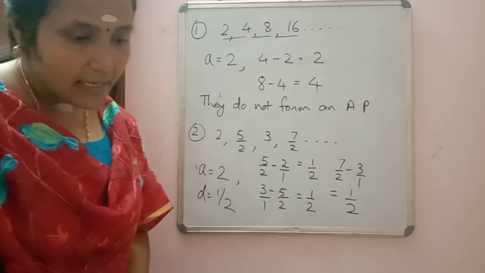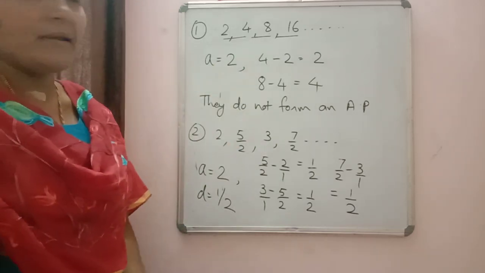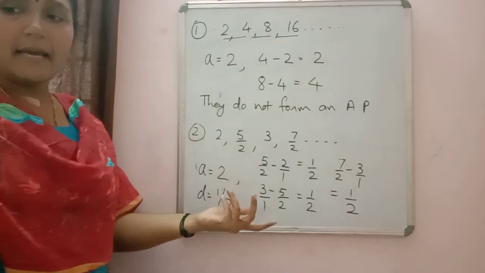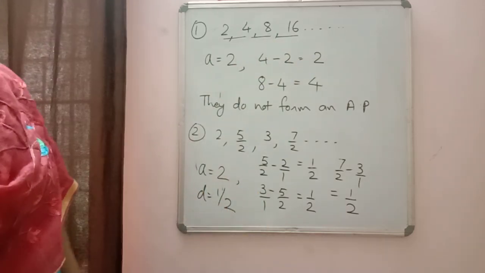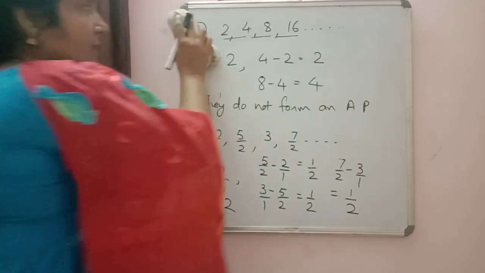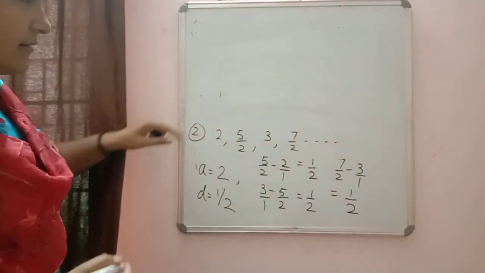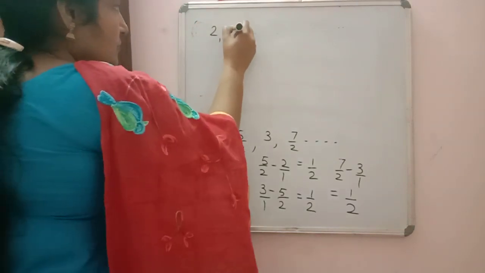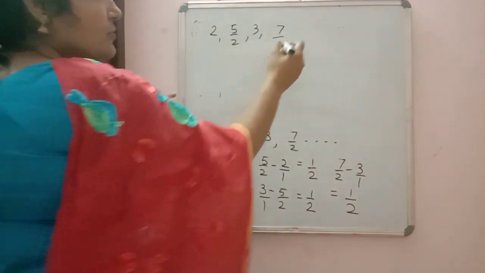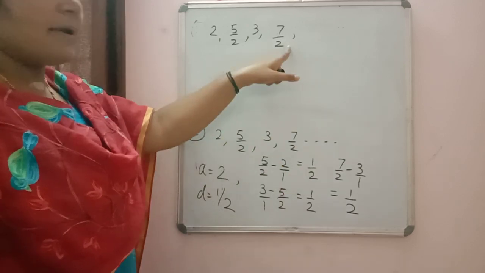Now here they wrote, write the next 3 more terms. In the first one they do not form an AP, that's why we haven't written the next 3 terms. If they form an AP, then we have to write the next 3 terms of the AP. So as we did here, next 3 terms we have to write. The first one was 2, second 5 by 2, third is 3, 7 by 2. So to get the next term, what we will do, just add this common difference to the previous term.